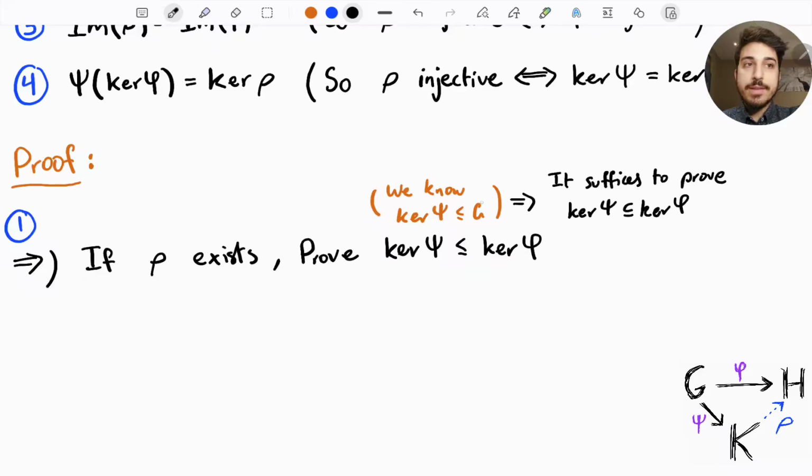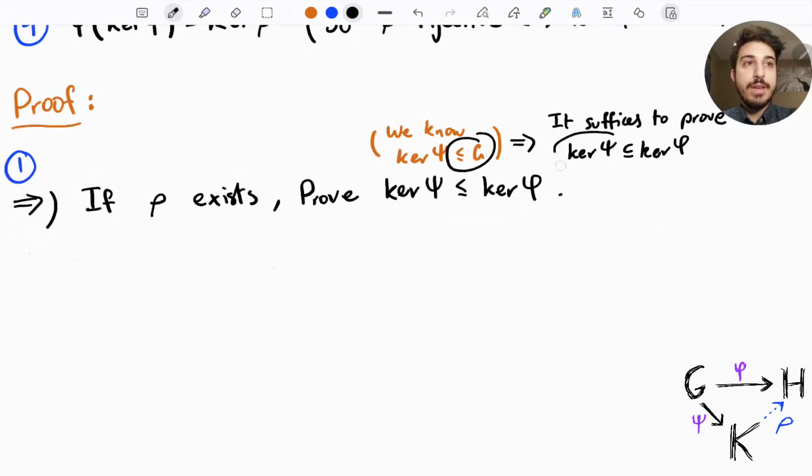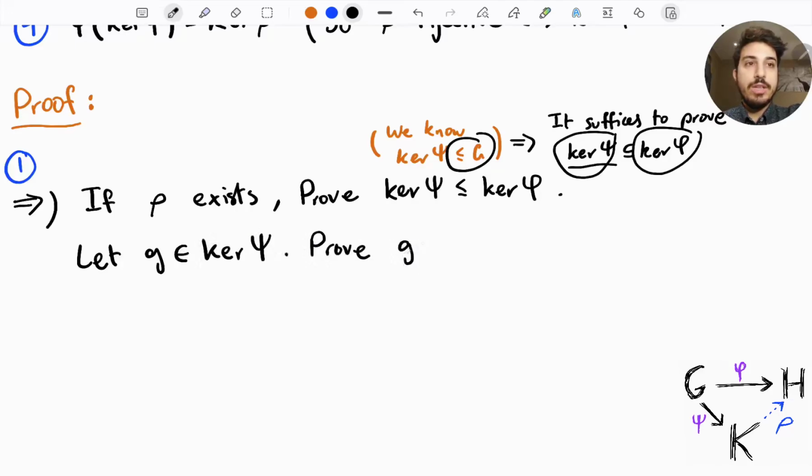Because since this is a subgroup of G, that means it's a group in its own right. So if it's a subset of the kernel of phi and it is a group, that means it's a subgroup of the kernel of phi. That means that any element in the kernel of psi will definitely be found in the kernel of phi. So we let g be an element in the kernel of psi. We need to prove that g is inside the kernel of phi.